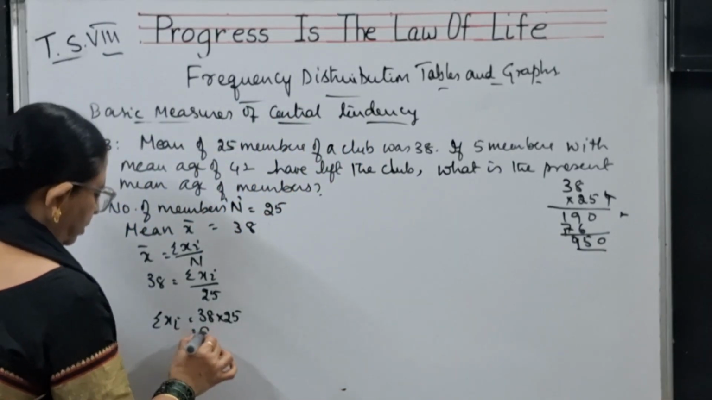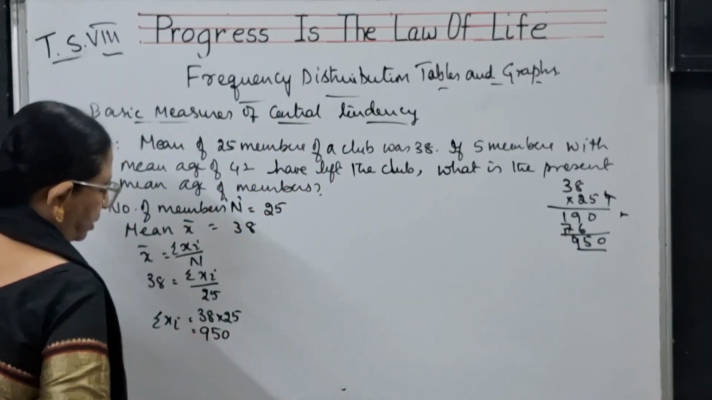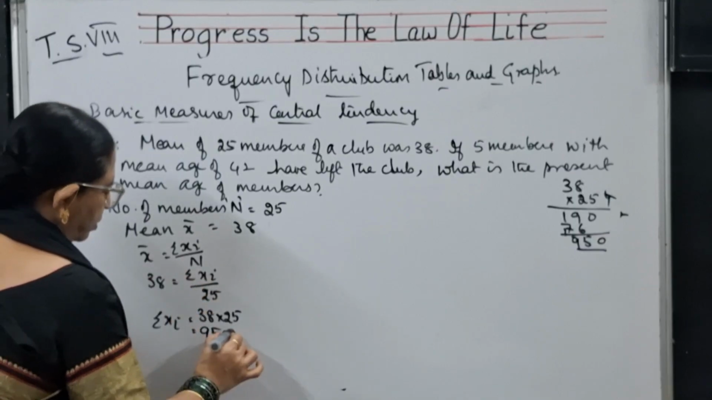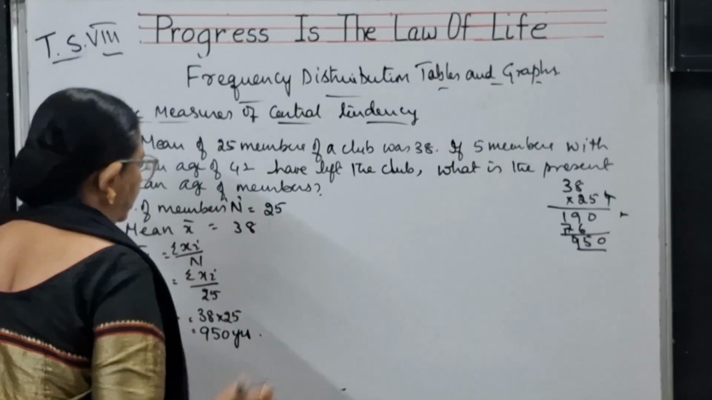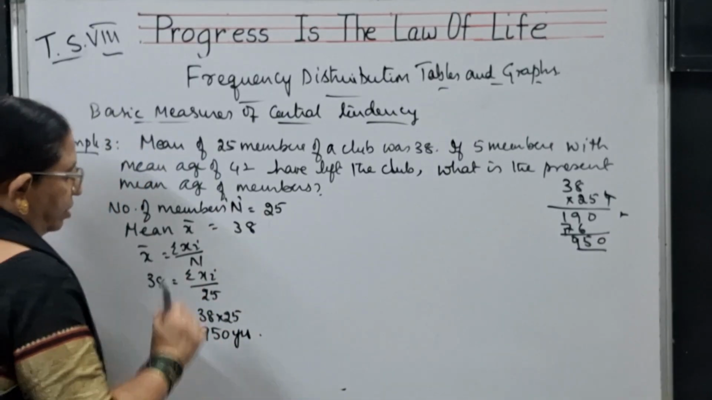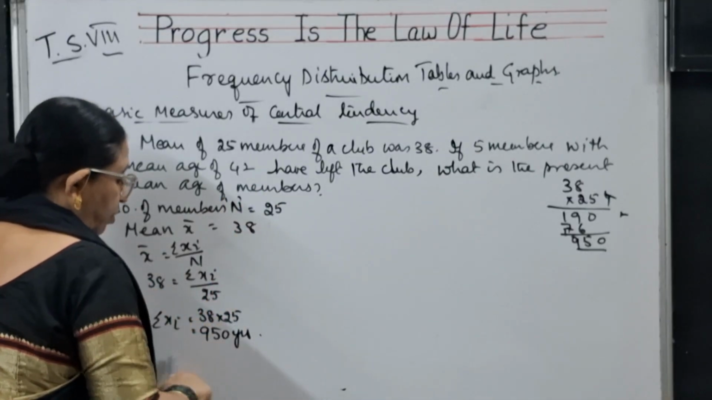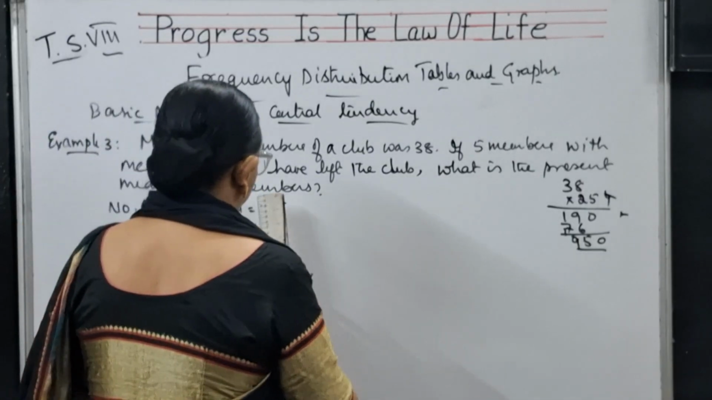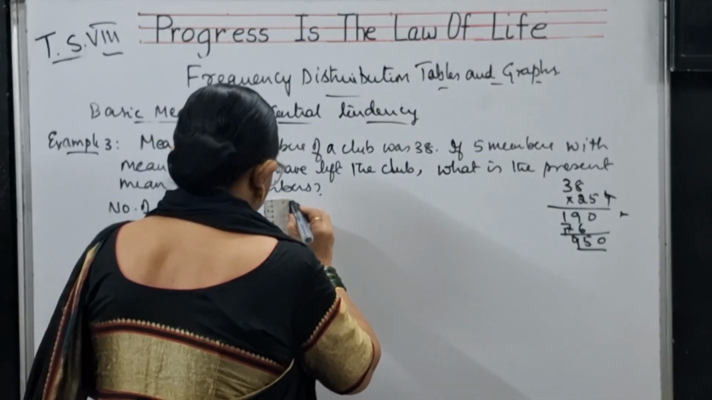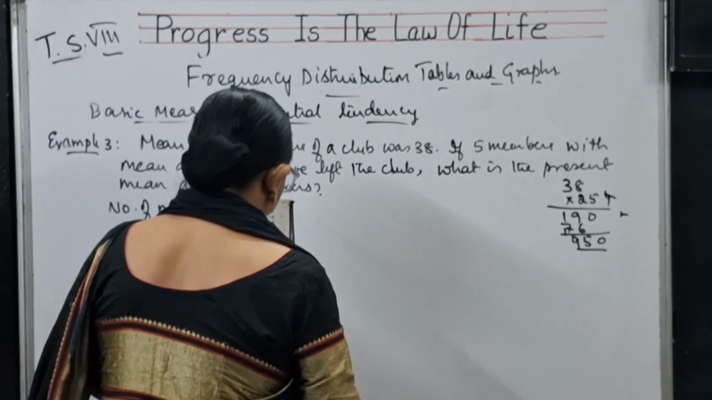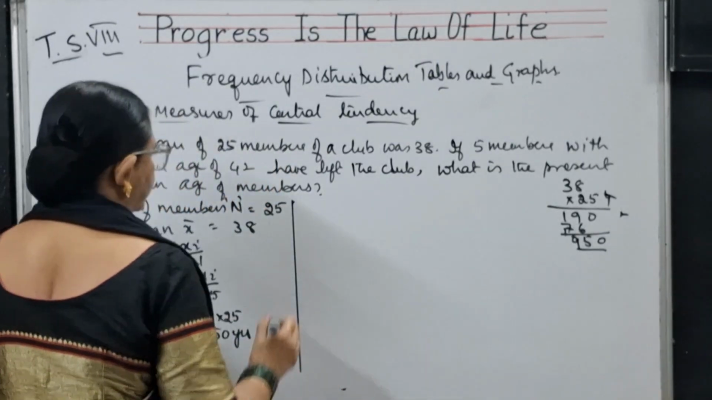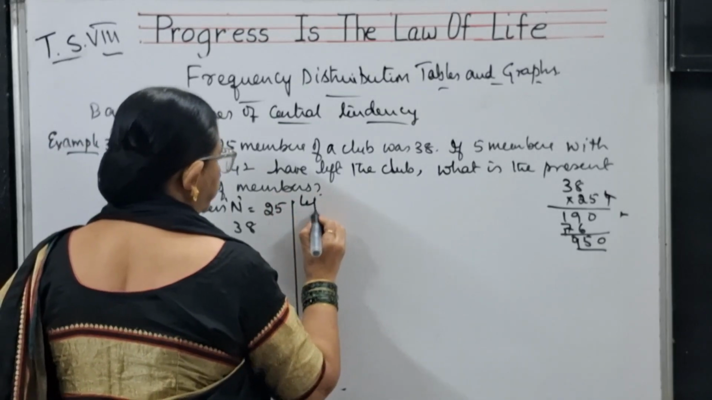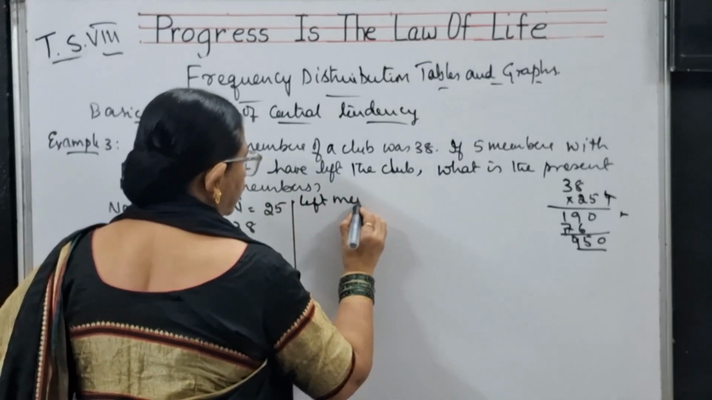So here it is 950. Total age we are talking about, so we will talk about 950 years. So total age of all the members that were there. Apart from this, they have given data of left members. What is left members data?